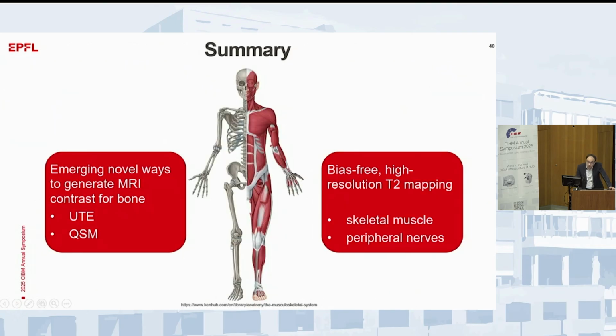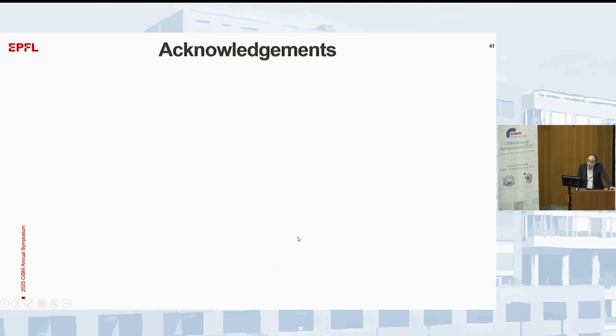So this brings me to the very end of what I wanted to tell you today. I gave you a quick overview of different novel ways to generate contrast in musculoskeletal MRI, and showed you examples of bias-free and high-resolution T2 mapping as one example of quantitative imaging. There's definitely more to come for us in this arena as the group is growing. We have already a PhD student who started on UTE imaging, and of course we're still exploiting the activity at the 7T scanner.